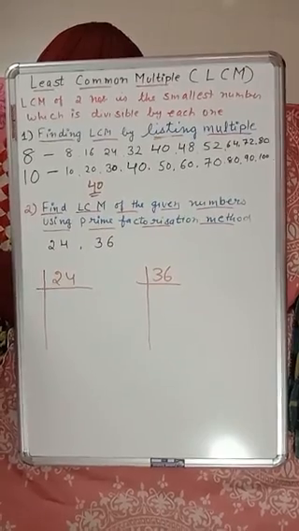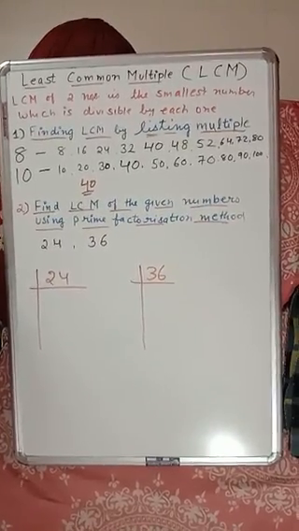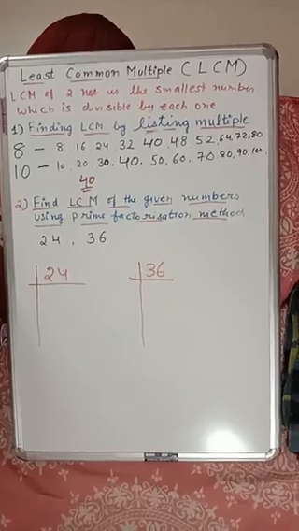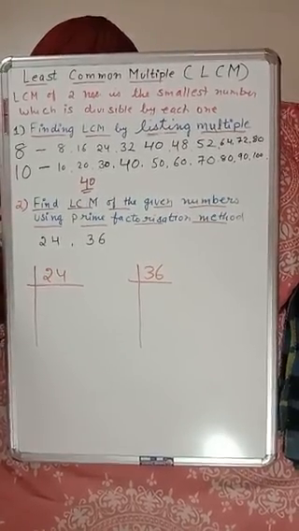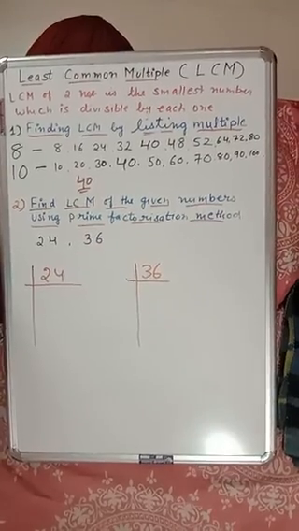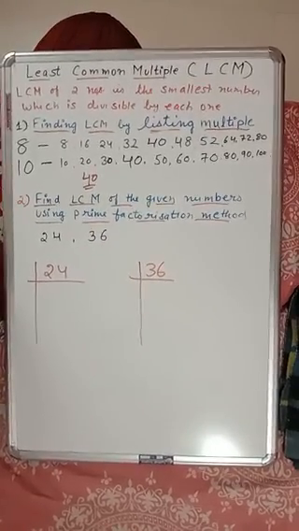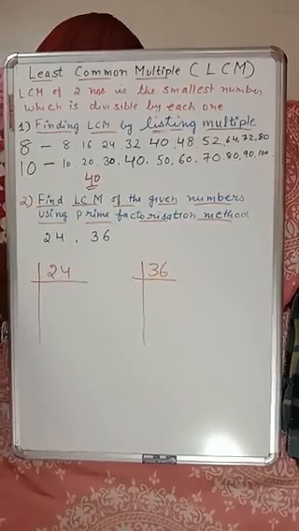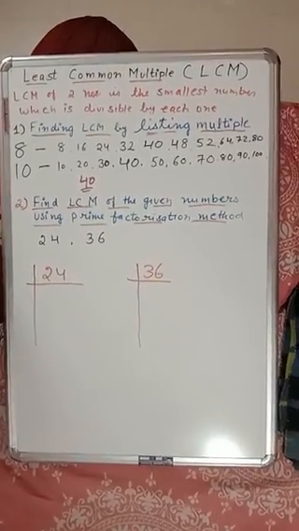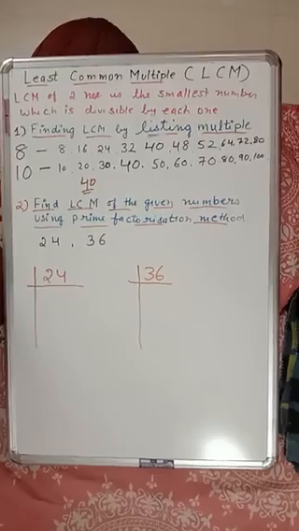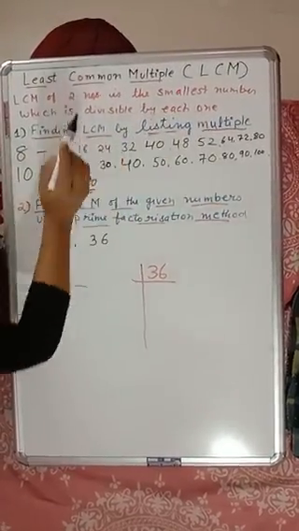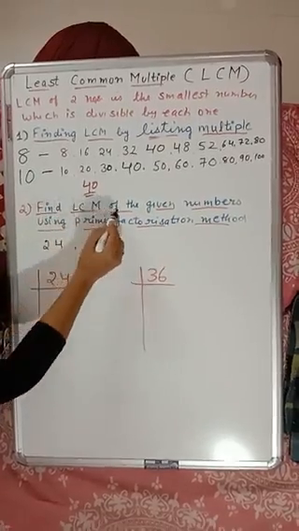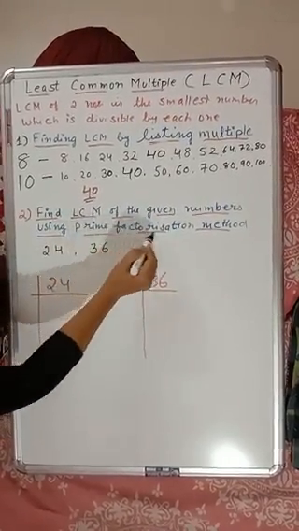Today I am going to explain LCM. LCM means least common multiple. The LCM of two or more numbers is the smallest number which is divisible by each one of the given numbers. So, LCM means the smallest common multiple which is divisible by the given numbers. We will do it by two methods. First is finding LCM by listing multiples, and second is finding LCM of the given numbers using the prime factorization method.